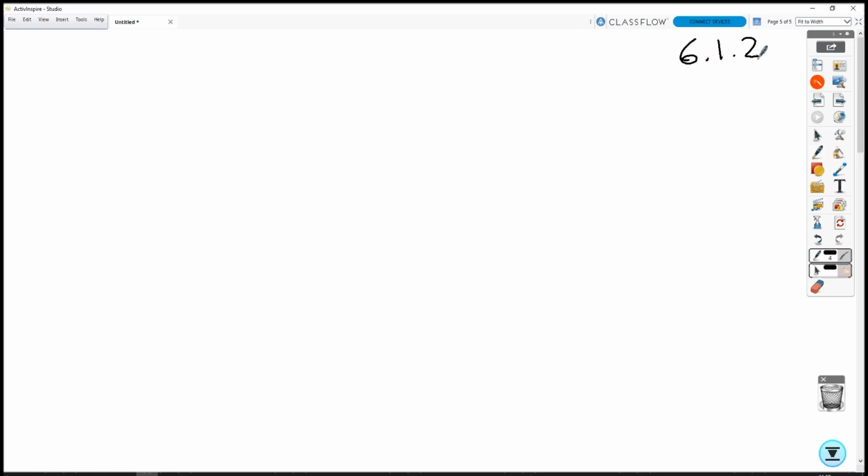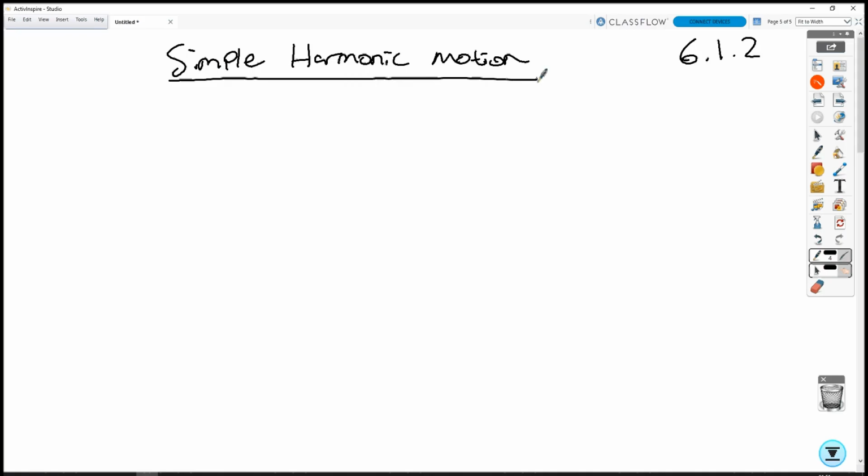6.1.2, simple harmonic motion. So we're going to start this lesson by first giving you the definition of simple harmonic motion. You must memorize this definition because it's what underpins all of simple harmonic motion.